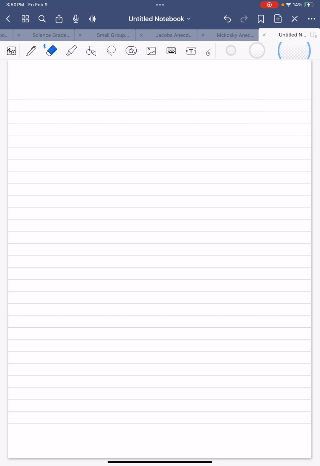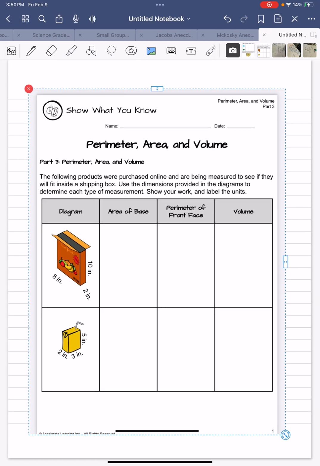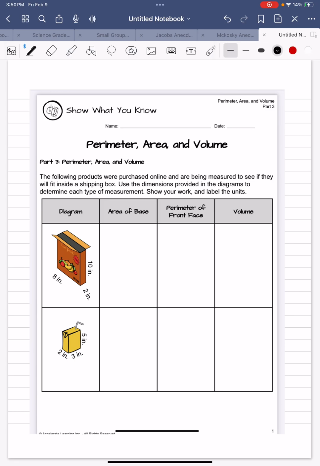All right, so once you've got your page out in front of you, we are going to be working on it together. So here I have my page. I'm going to make it big for us like it's our actual math journal. Okay, so our task today is to find the perimeter and the area of each of these grocery store items. So the following products were purchased online and are being measured to see if they will fit inside a shipping box. We're going to use the dimensions provided in the diagrams to determine each type of measurement. We need to show our work, and we're going to label the units.